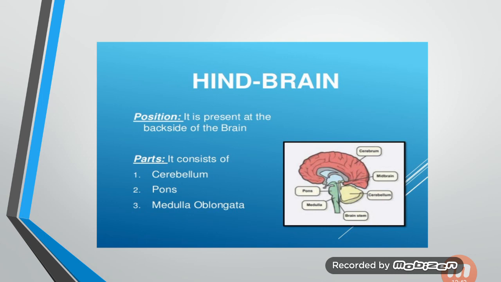Pons is a structure which is located above the medulla and it acts as a bridge between the cerebellum, medulla and cerebrum. Its functions are as follows. Like it controls the rate and pattern of heartbeat. It also involves the rate and pattern of breathing, and it also controls the sleep and wakefulness.